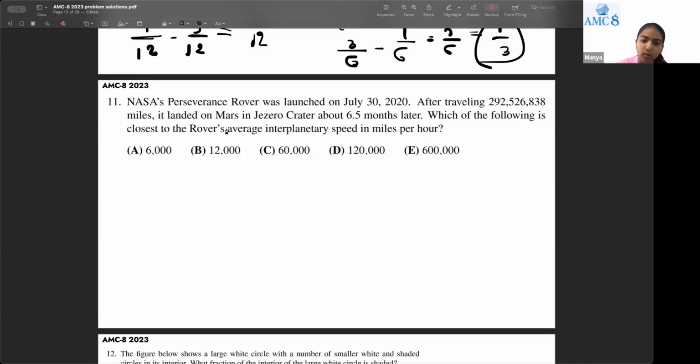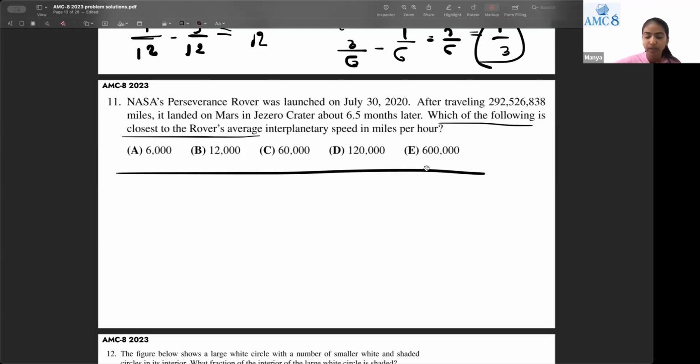So they're just asking what is the closest to the rover's average speed? So just the closest, and these answer choices are not really that close apart. So we can just round it, just estimate it. So this number right here, it's closest to 300 million. So I'll just write 300 million. It just differs by about 8 million, so it's very close.